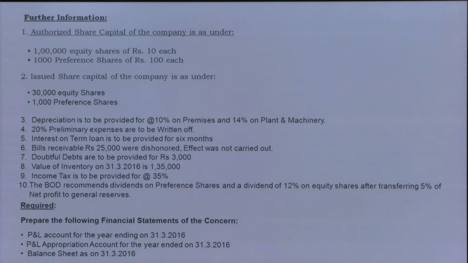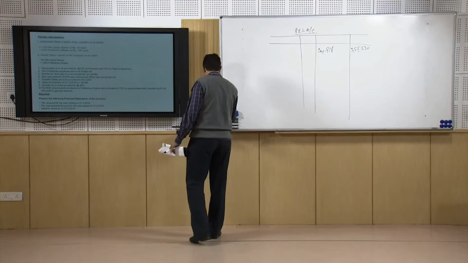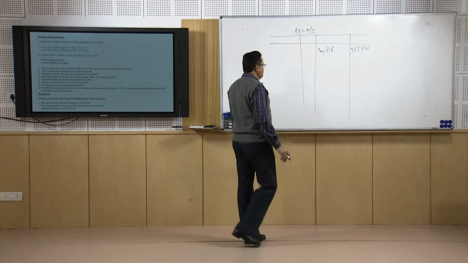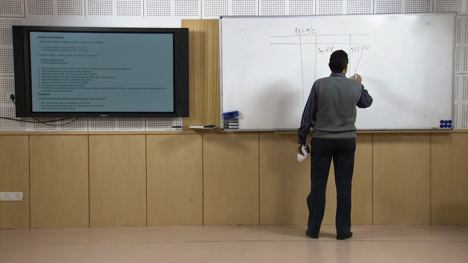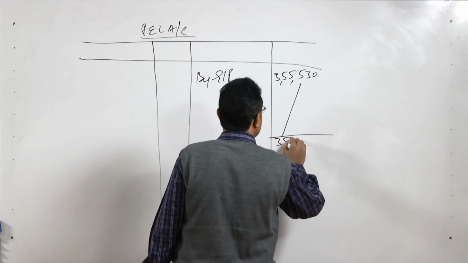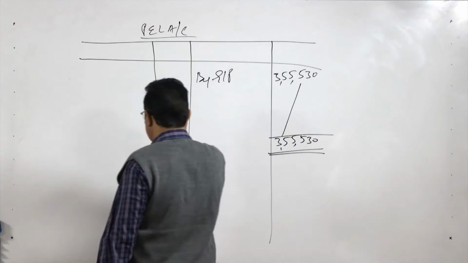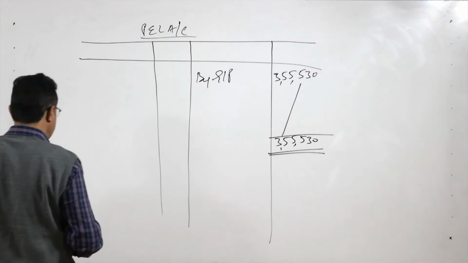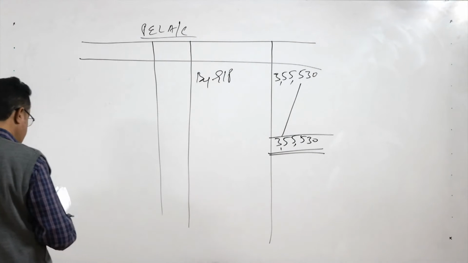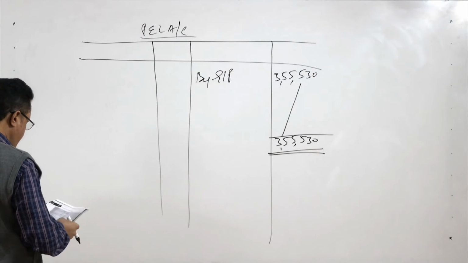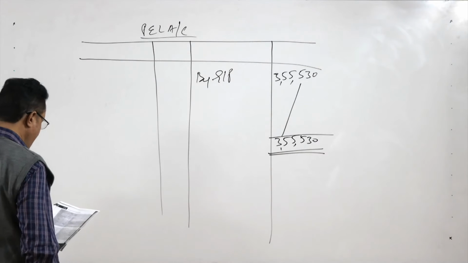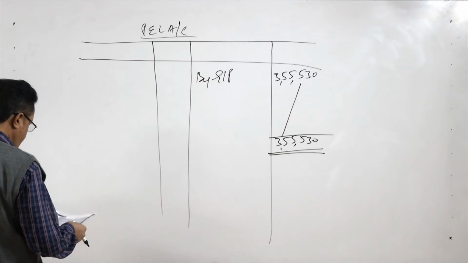Here we look at the additional information for adjustments. We have share capital, then depreciation, preliminary expenses, interest on term loans, bills receivable, doubtful debts, value of inventory, income tax, and the dividend. So it means there is no other income. We have taken the income here only as the GP, and on this side we have to take all the expenses. So 3,55,530 is the total direct and indirect income, and we have taken all the expenses here. If you take all the expenses, then we can see what the profit before tax is. We will have to calculate that profit before tax, and on that we have been given the percentage.